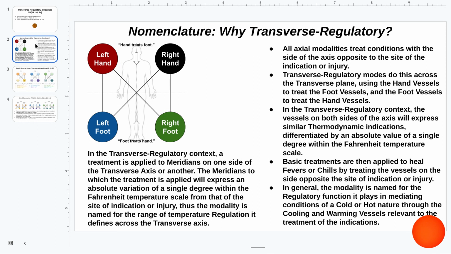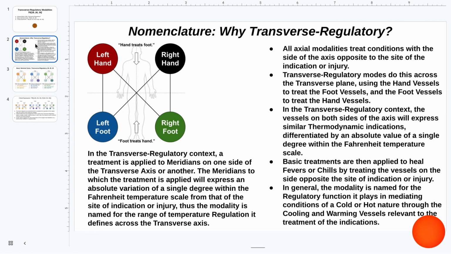For the purposes of reinforcing the academic values given, a reading of the description behind the motives for the nomenclature will be provided here. The caption for the diagram found on the lower left-hand side reads as follows. In the transverse regulatory context, a treatment is applied to meridians on one side of the transverse axis or another. The meridians to which the treatment is applied will in general have similar absolute thermodynamic functions to that of the site of indication or injury. Thus, the mode is named for the range of temperature regulation observed across the axis.